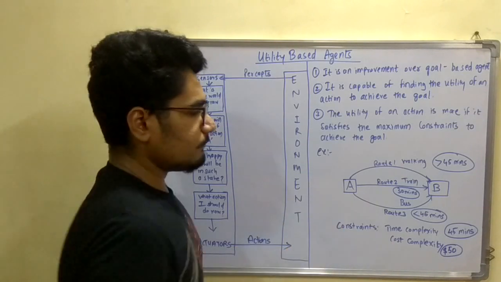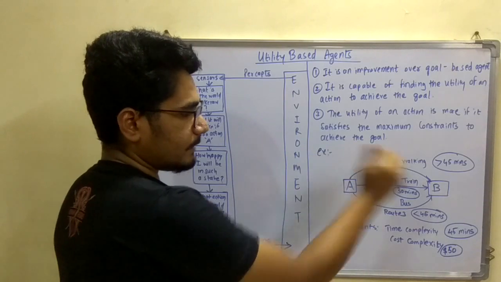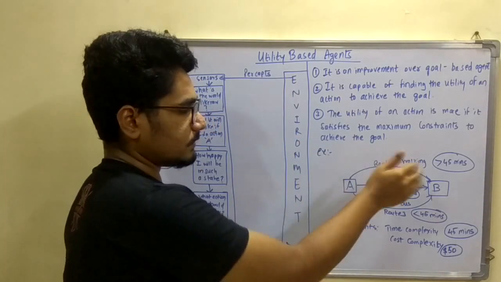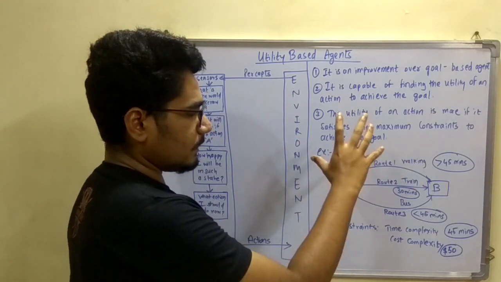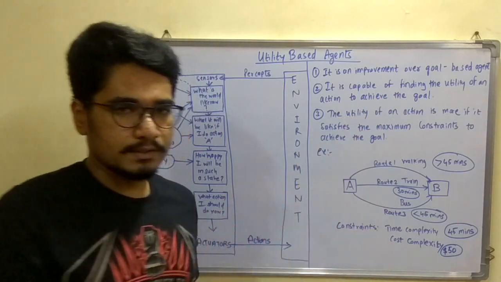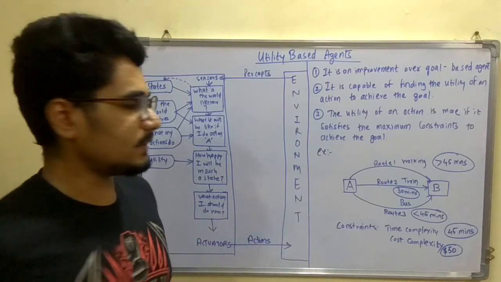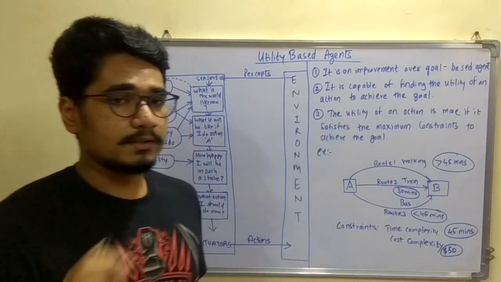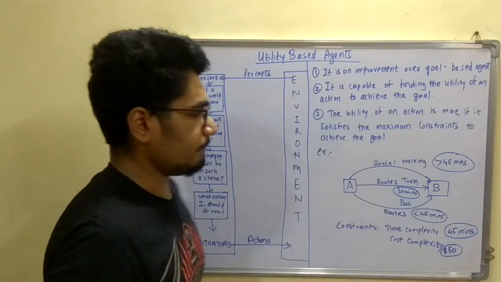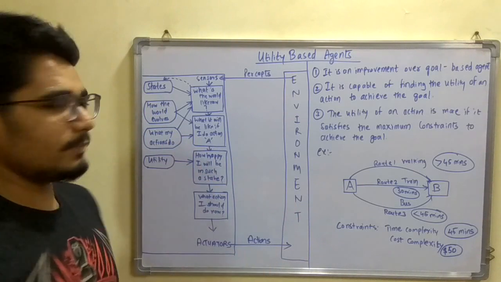Out of these, the agent will select the best option, or the best route, to reach from source A to destination B, and it will utilize all of the constraints it has. If it sees that any one constraint is not being utilized, or is being violated, it will simply reject that route and jump onto the other possible solutions to reach its goal. So this was a practical example of utility based agents.